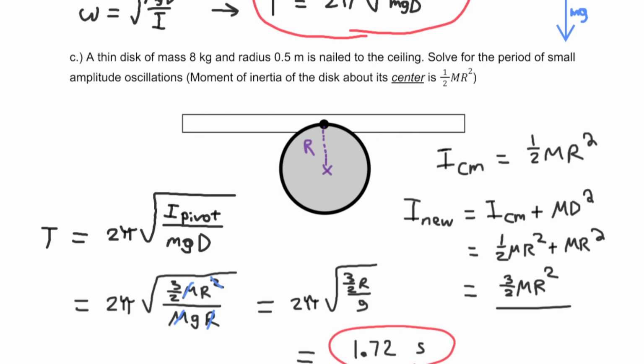So I like this as a concluding example because we do actually have to use the parallel axis theorem, because we're pivoting about the edge, not the center, which we do so often. And that's about all I could think of in terms of just oscillation practice.